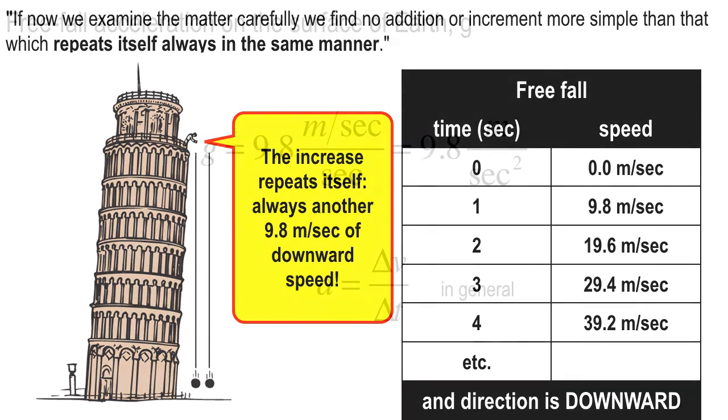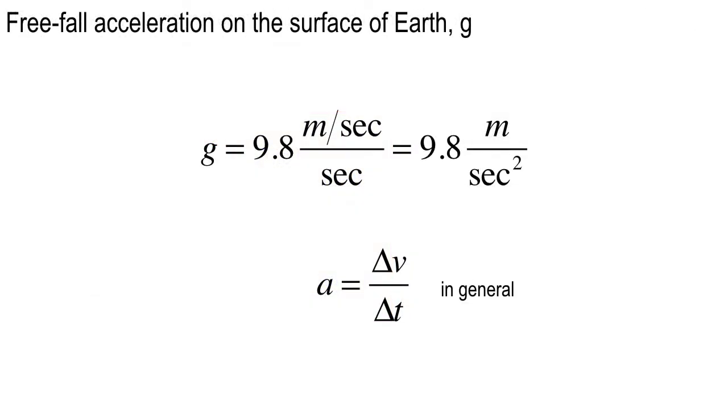Now, here's how you express it not in a table, but in an equation, a simple equation. The normal symbol that we use, especially for the acceleration due to gravity, is g, lowercase g. And we write it this way, 9.8 meters per second per second. Another way to write that a little more compactly is 9.8 meters per second squared. And it means for every second of free fall, you acquire 9.8 meters per second of downward speed if you're on the way down.